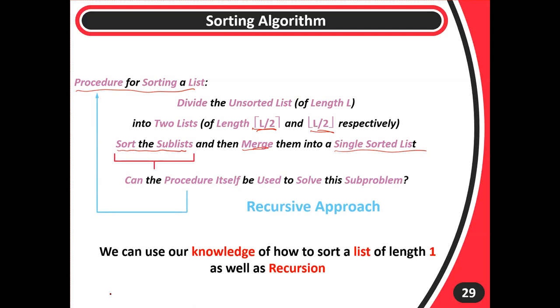And so we use our recursion as well as our knowledge of how to sort a list of length one. So the sublist ends when I hit a list of length one. I don't have to make any more recursive calls. I can just return this sorted list.